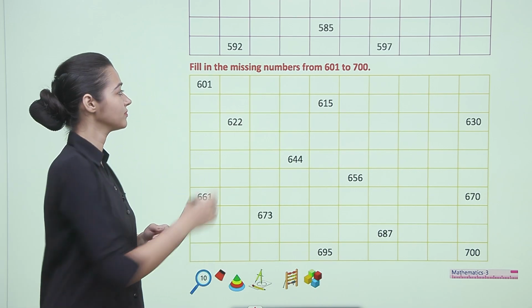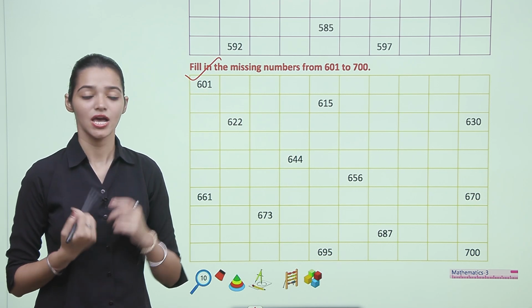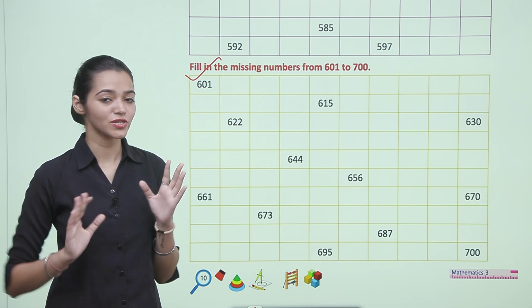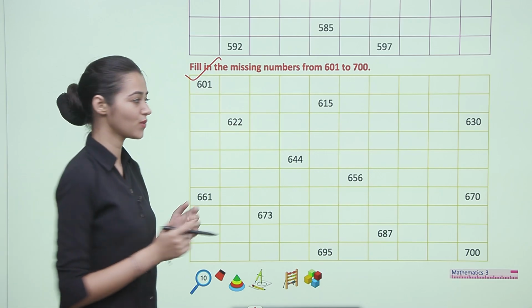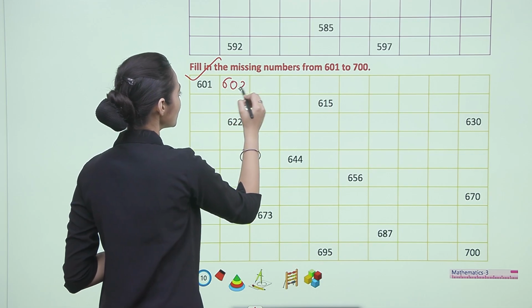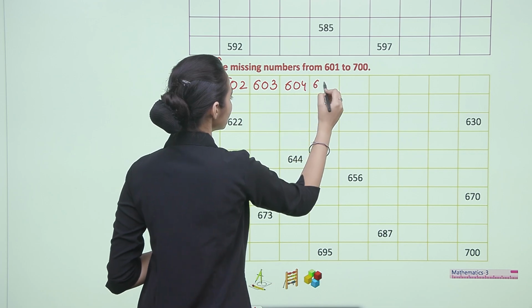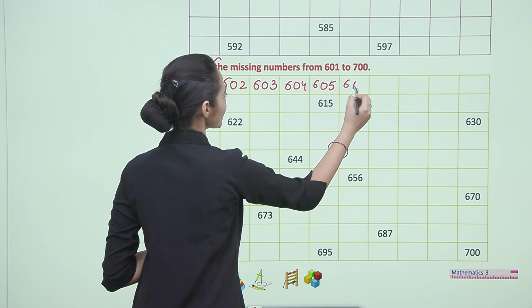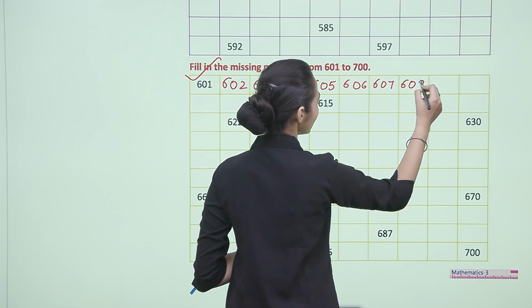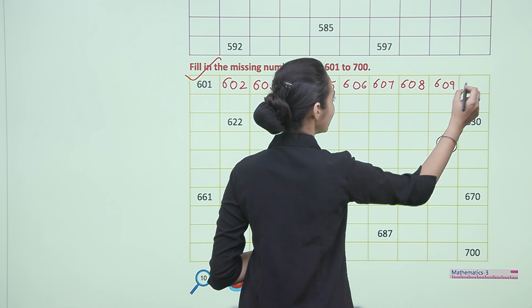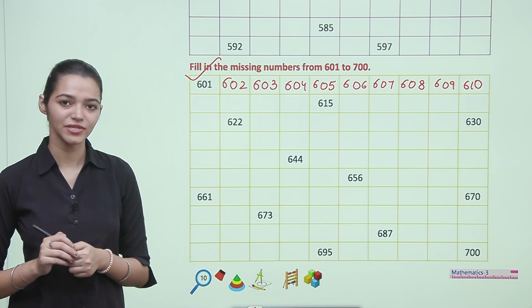Now let's look at the next one. We have to fill in the missing numbers from 601 to 700. How did we do it for 501 to 600? We have to repeat the same thing here. So now let's start. 601, after that 602, 603, then 604, 605, 606, 607, 608, 609 and 610. That's how you have to complete it.